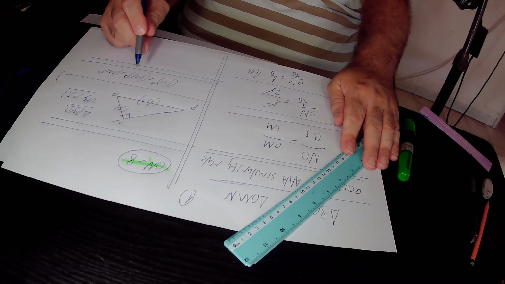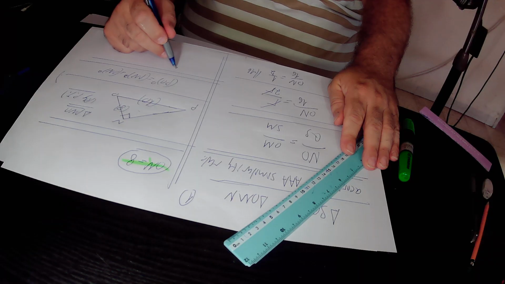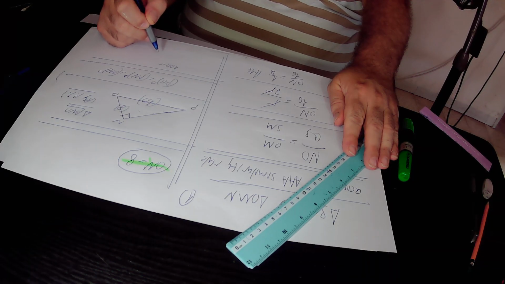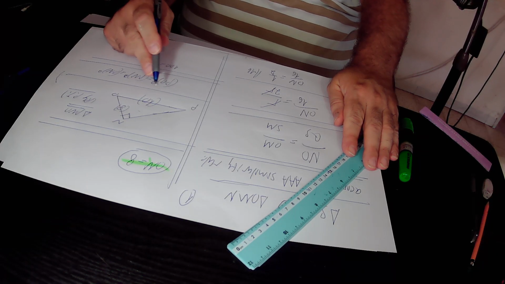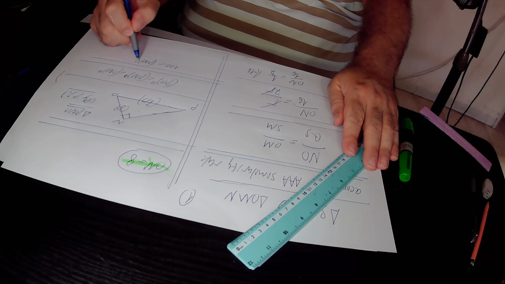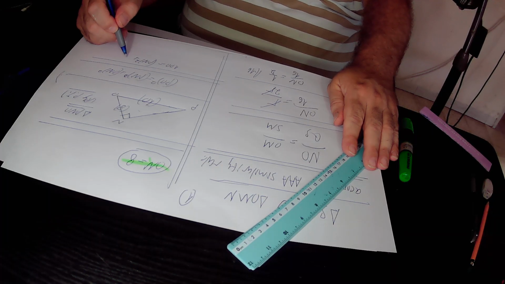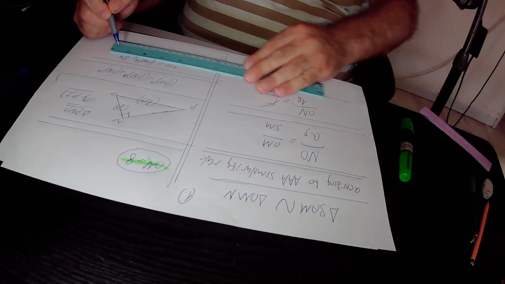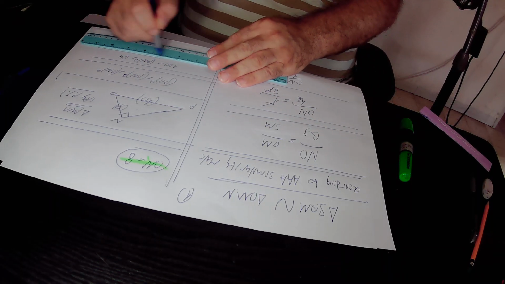PO is 10, therefore PO squared is 10 squared, that is 100. And it is equal to PN squared. PN is the missing side, so we leave it as it is. It is PN squared plus ON squared. ON is 8, therefore ON squared is 8 squared, that is 64. So in total, we find that 100 equals PN squared plus 64.